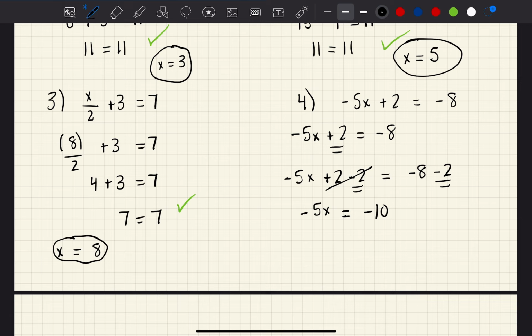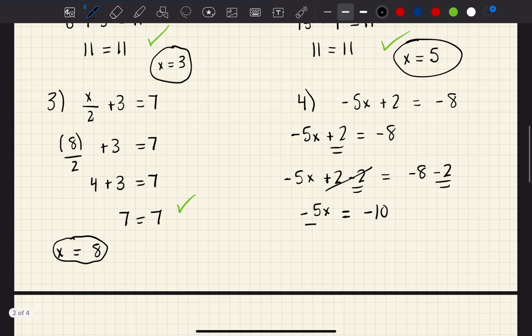Okay, now we have negative 5x is equal to negative 10, which means negative 5 is being multiplied by x. To get that x all by itself, we're going to divide by negative 5. What we do on one side, we do to the other side. Those negative 5's cancel. We're left with x is equal to negative 10 divided by negative 5, which leaves us with 2. And that's our answer.